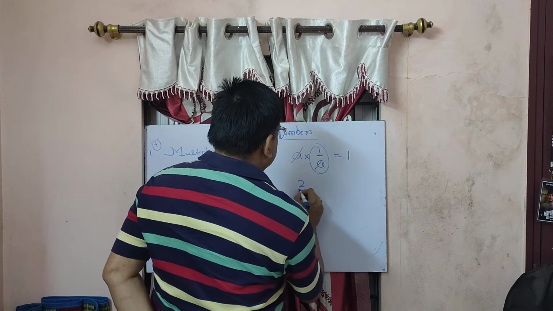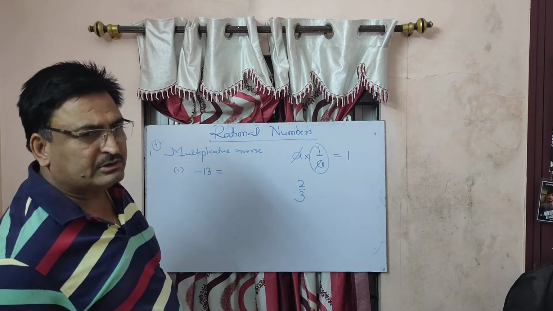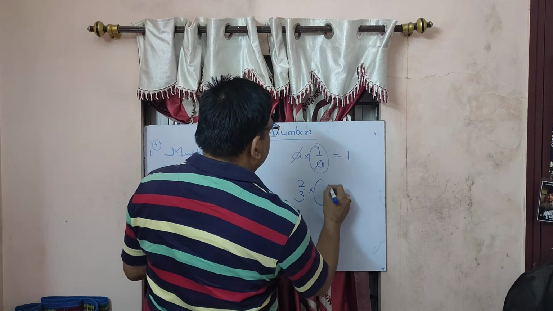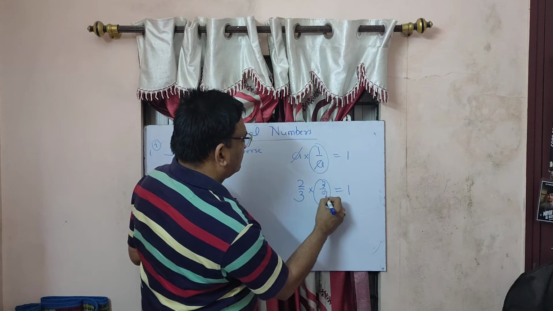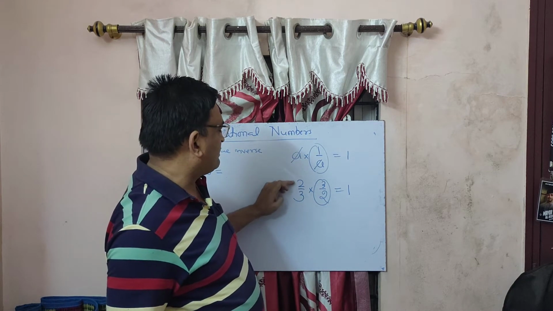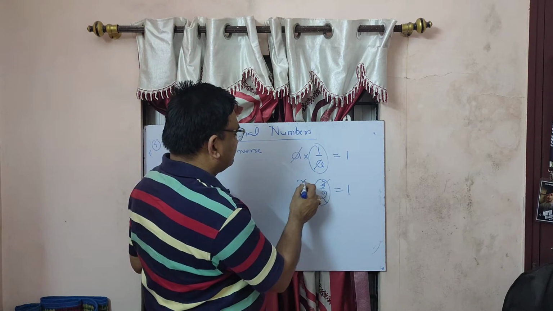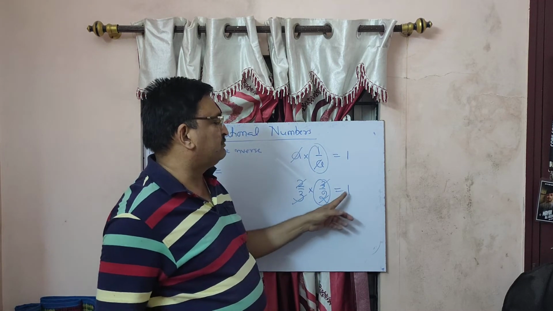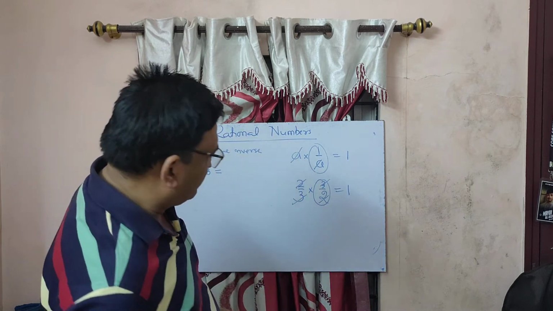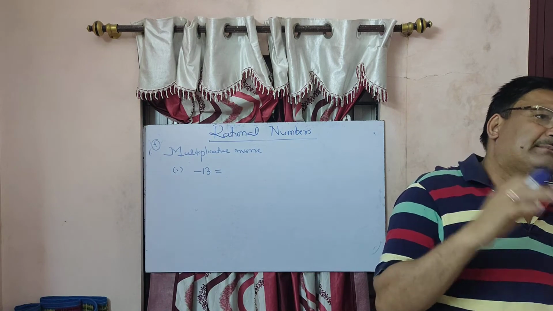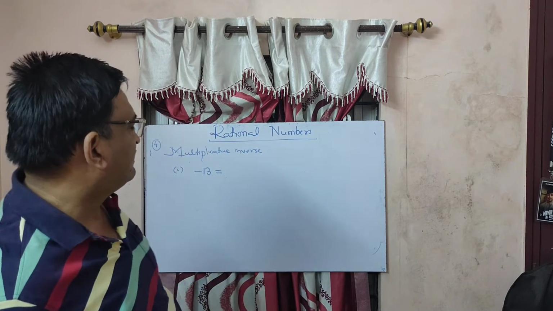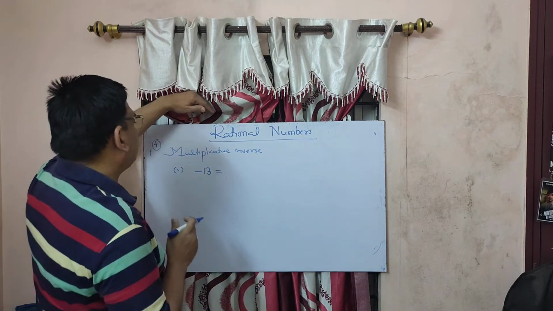For example, if the number is 2 upon 3, what is the multiplicative inverse of this number? The answer should be 1 only. Just put the reverse of this number. 2 upon 3, that is 3 upon 2. 3 gets cancelled, 2 gets cancelled. Nothing remains, it means 1 remains. So the whole idea of multiplicative inverse is that if a number is multiplied by another number and the result is 1, then only that number is called the multiplicative inverse.